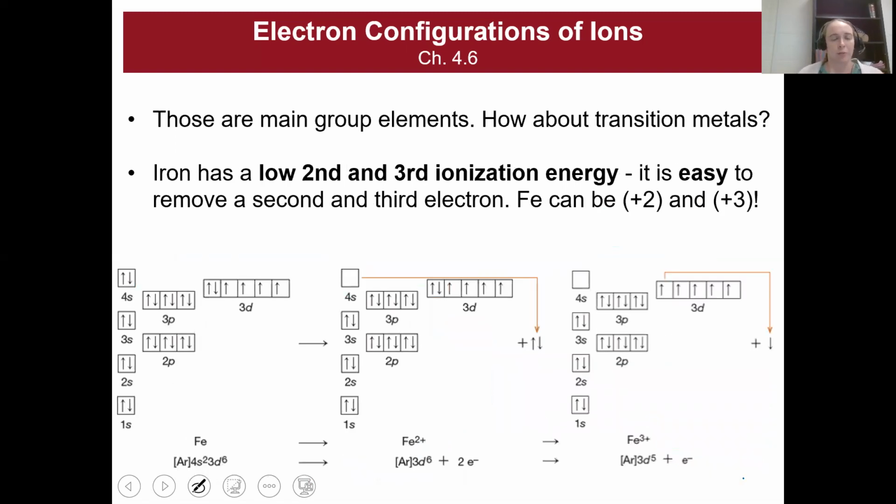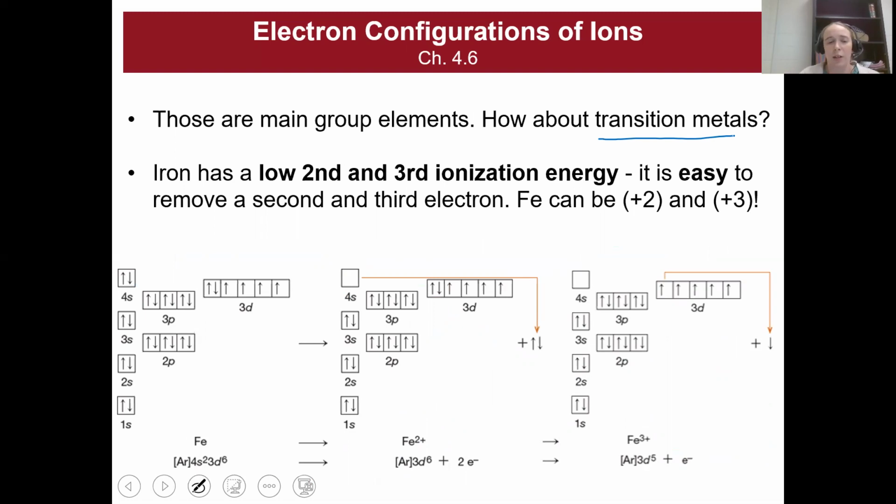Those are the main group elements, so now we understand why group 1 and group 2 have a +1 and +2 charge, typically. Let's talk about transition metals, or the d block, as your book likes to differentiate a little bit between transition metals and the d block.